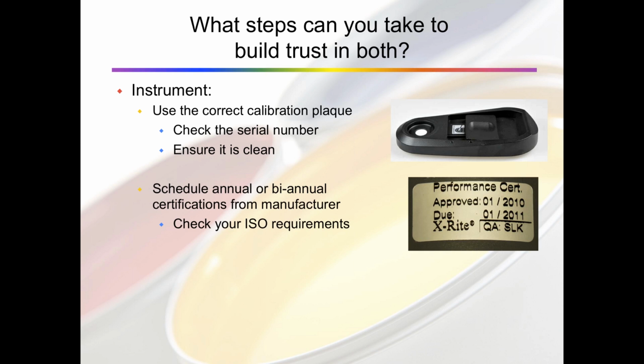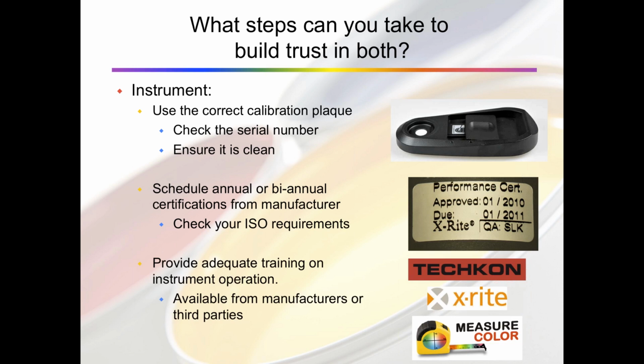Next, be sure to schedule your annual or biannual certifications from your manufacturer. Again, you'll want to check your ISO requirements to see what you guys are needing to do. But when you get the instrument back, you should have a performance certification on the bottom of it telling you the last time it was measured and approved and when it's due for its next certification. Now, proper and adequate training is available for this instrument operation from the device manufacturers or third parties. So there are many people who can come in or even remotely conduct instrument training and help you get the most out of your investment in the hardware and ensure that you're using it properly.